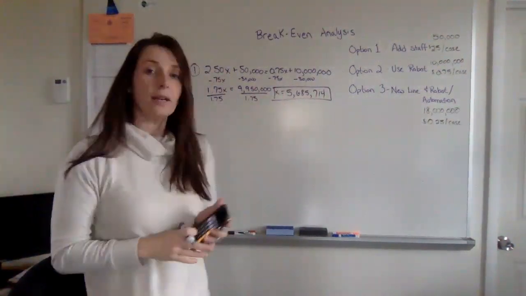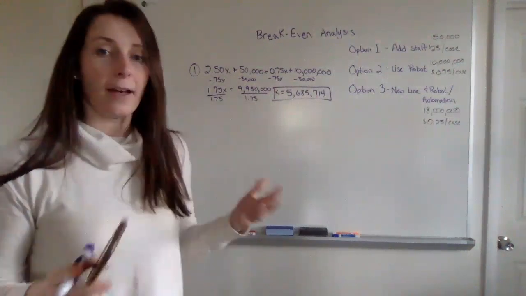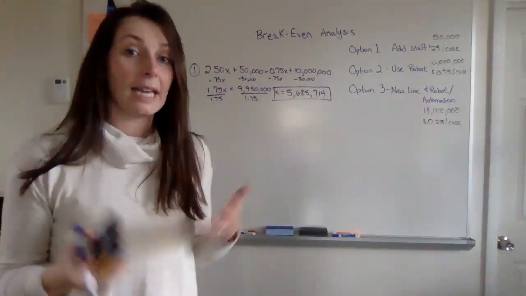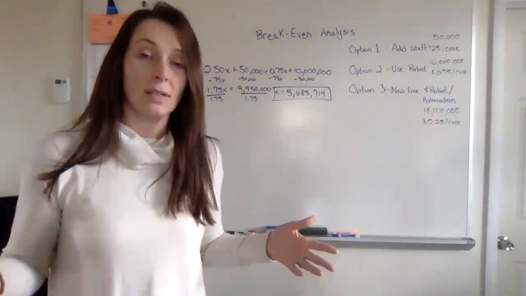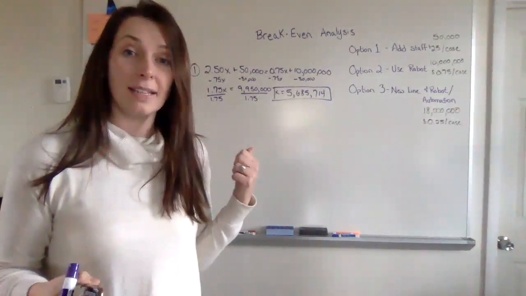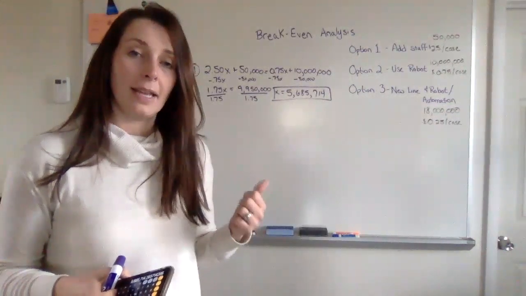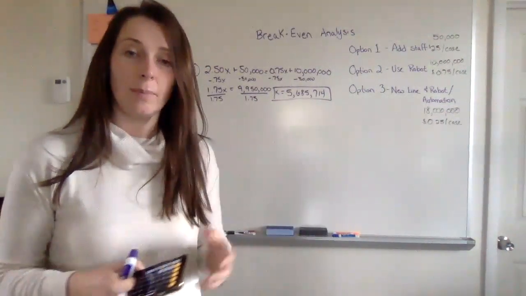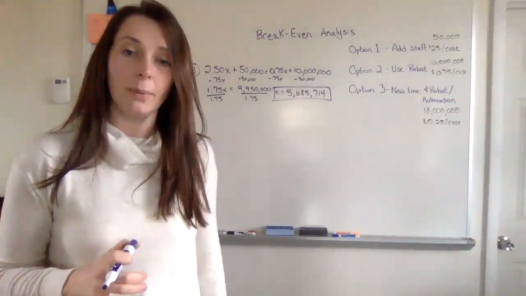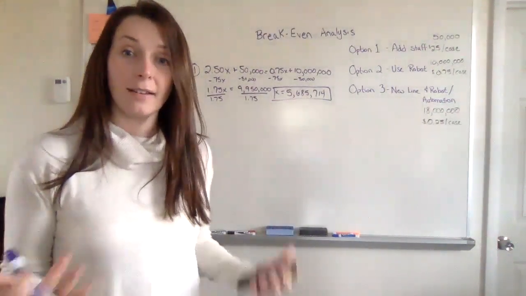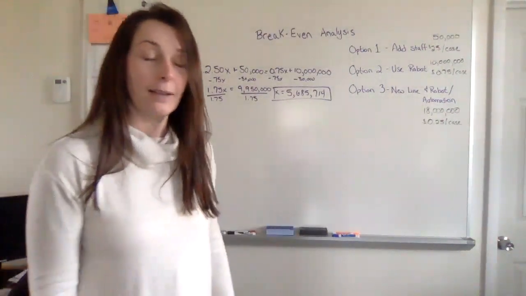So basically, if we know that we're going to sell more than 5.6 million multi-packs, and it doesn't have to be within a year, it's just over time, and we know we're going to exceed that with our demand, then we should definitely make the investment in the R&D and the production of that robot to be able to support us to create and automate the multi-pack line.